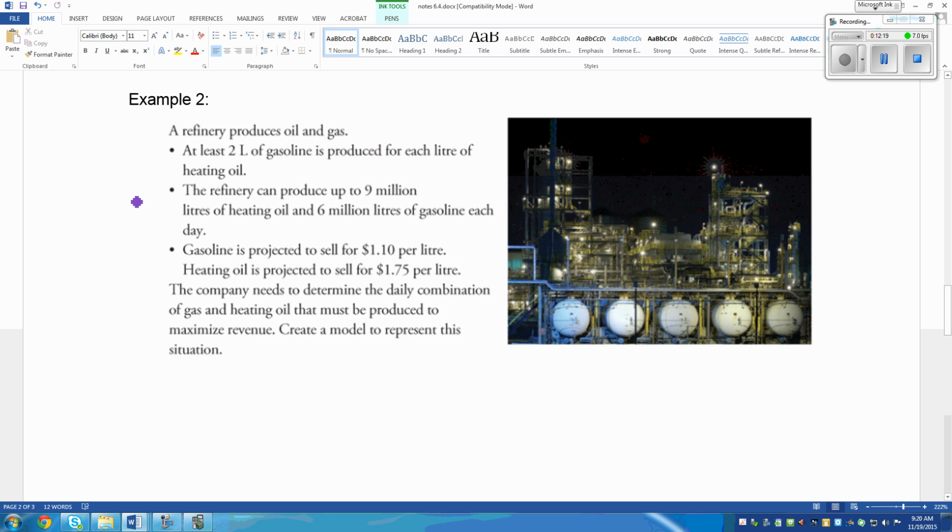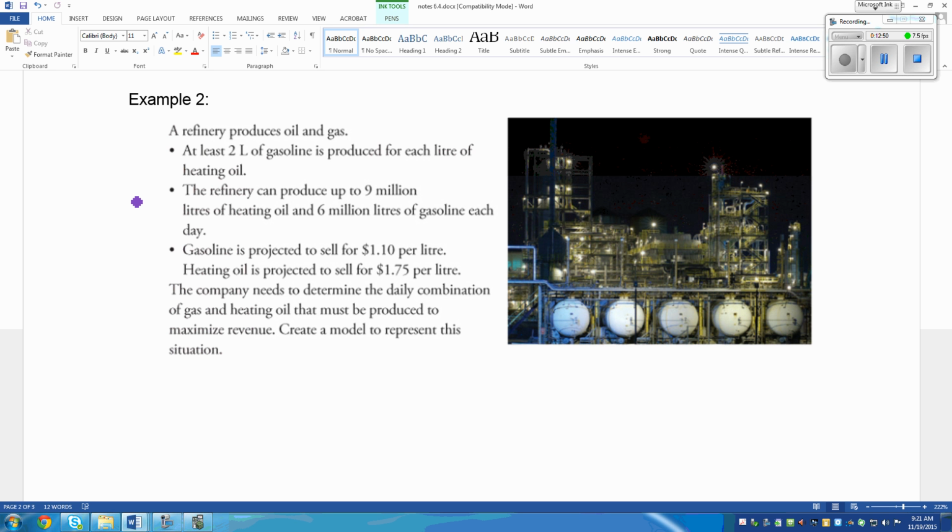In Sherwood, Saskatchewan, a refinery produces oil and gas. At least 2 liters of gasoline is produced for each liter of heating oil. The refinery can produce up to 9 million liters of heating oil and 6 million liters of gasoline each day. Gasoline is projected to sell for $1.10. Heating oil is projected to sell for $1.75. The company needs to determine the daily combination of gas and heating oil to produce maximized revenue.